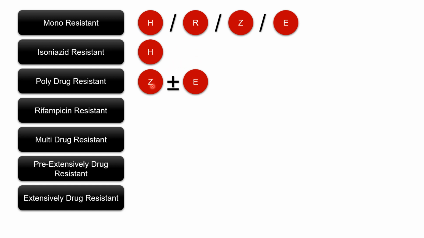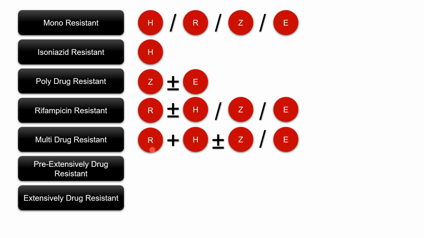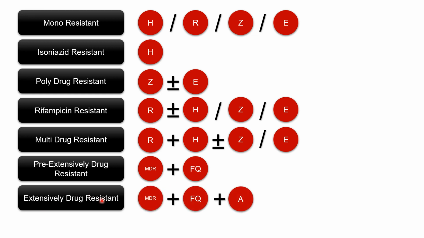That means which drugs are left? Pyrazinamide and ethambutol are left. So it is called polydrug resistant. What is meant by rifampicin resistance? Resistance to rifampicin plus or minus other first-line drugs, that is, with or without them. And what is multi-drug resistance? Resistance to rifampicin and isoniazid, that is a must, with or without other drugs. What is pre-extensive drug resistance? Multi-drug resistance plus fluoroquinolone resistance. And what is extensively drug resistant? Multi-drug resistant plus fluoroquinolone, that is pre-extensively drug resistant, plus any of the group A drugs, is called extensively drug resistant tuberculosis.